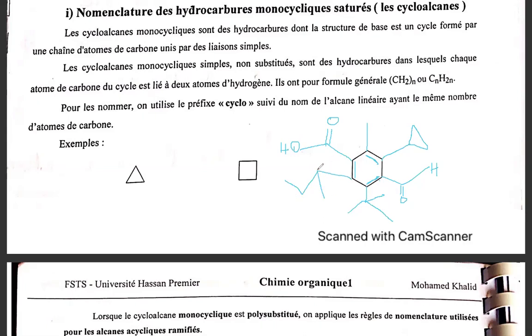Then at position number 1, sorry, 1, 2, 3, at position number 1 you have another methyl. So it is branched but still aromatic. Is it clear? It's ramified but still aromatic. The whole of this thing is ramified, but it still has a benzene chain. Because it has a benzene chain, it remains an aromatic compound.